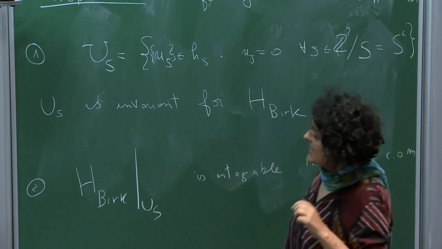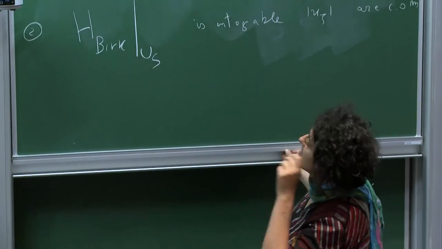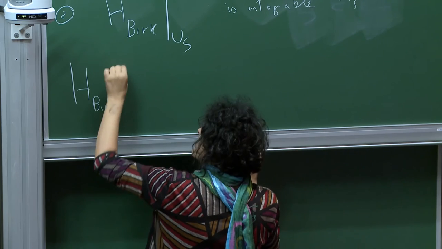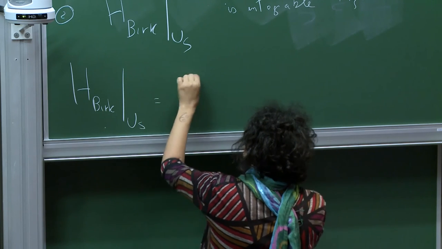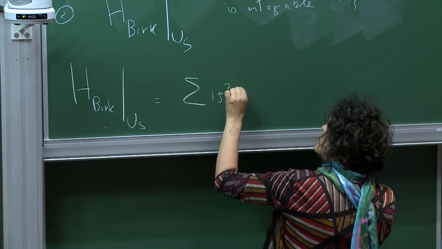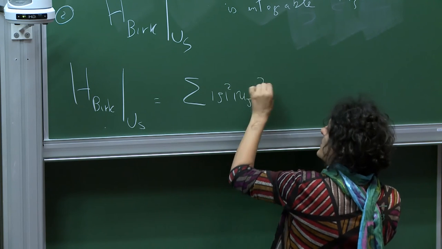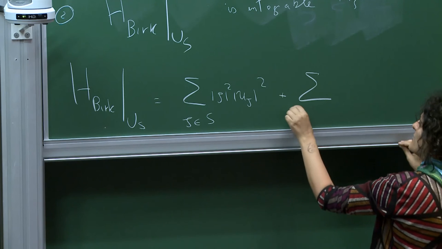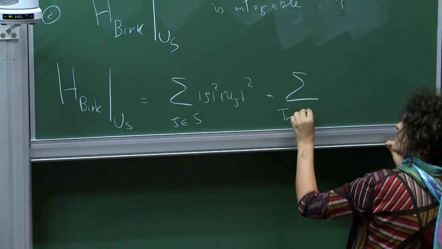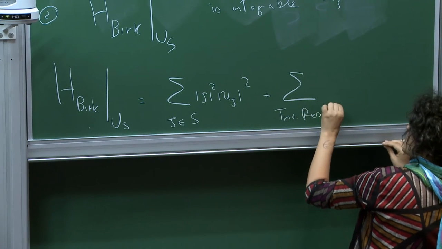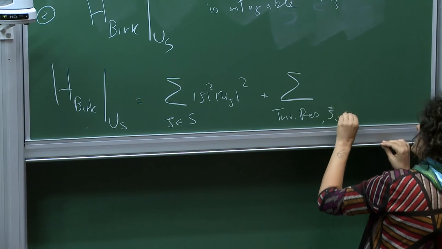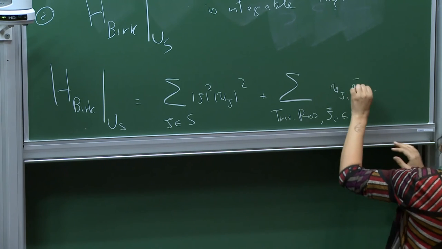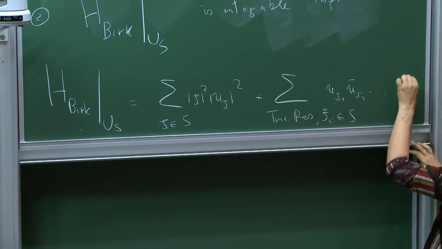And in fact, I can be even more precise. The Birkhoff Hamiltonian restricted to U_S is just the sum over j in S of j squared uj squared, plus the sum over the trivial resonances with j in S of u_j1, u_j2, etc.